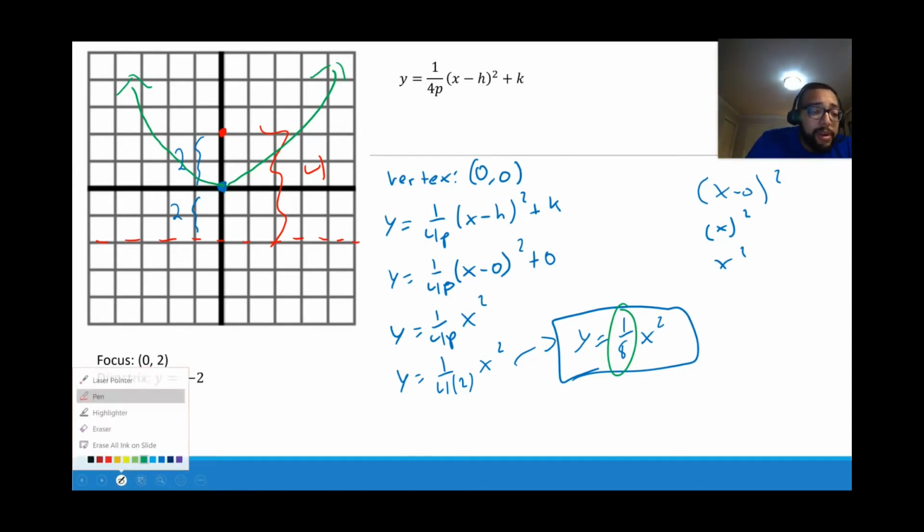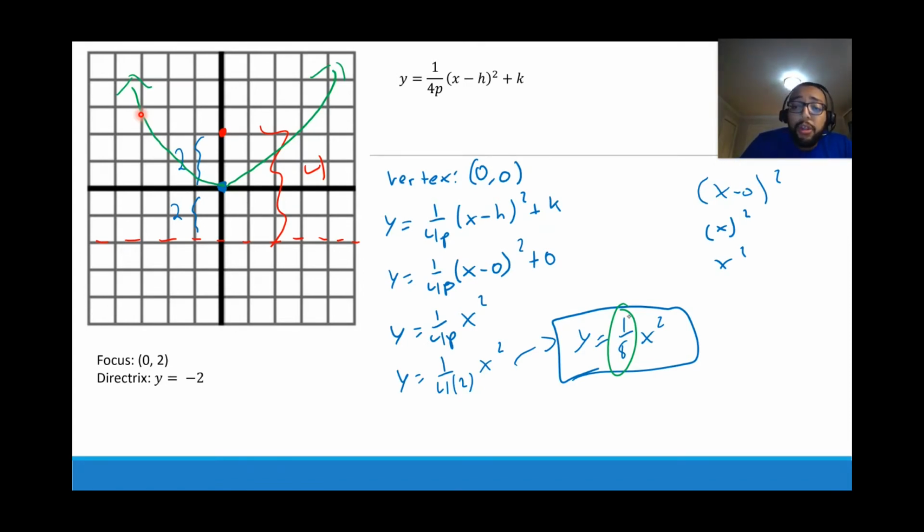Let me get my laser pointer out. My focus always is on the inside of my parabola. The parabola is going to open the opposite of my directrix. Since my directrix is down here, my parabola is not going to open down. It's going to open up. So two different ways to know how I knew how to graph it. One, the focus. Your parabola will always hug the focus.